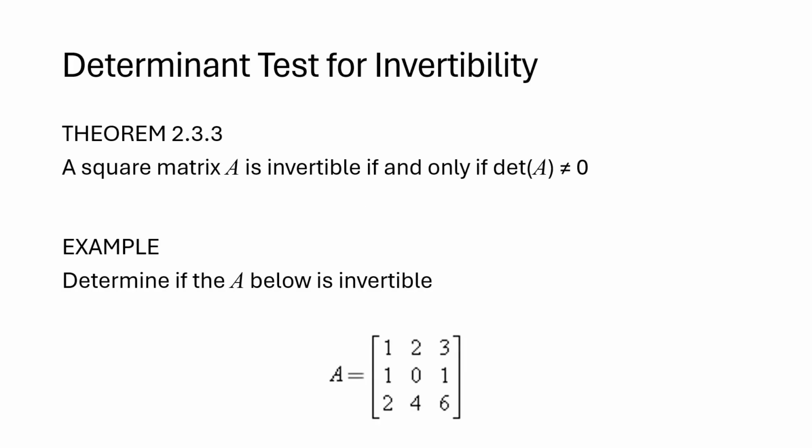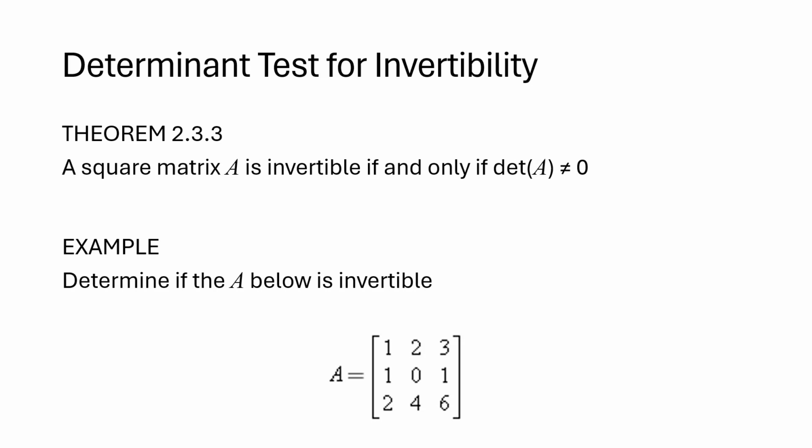Okay, so let's have the determinant test for invertibility. Our next theorem provides an important criterion for determining whether a matrix is invertible. It also takes us a step closer in establishing a formula. So let's start with Theorem 2.3.3. A square matrix A is invertible if and only if the determinant of A is not equal to 0.